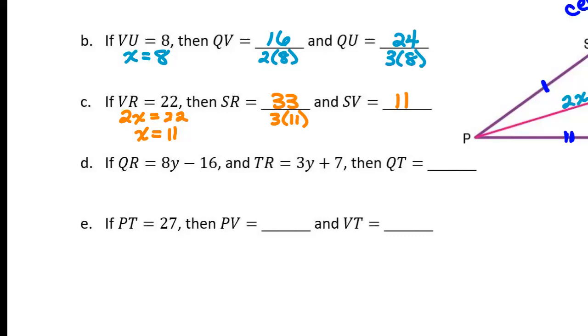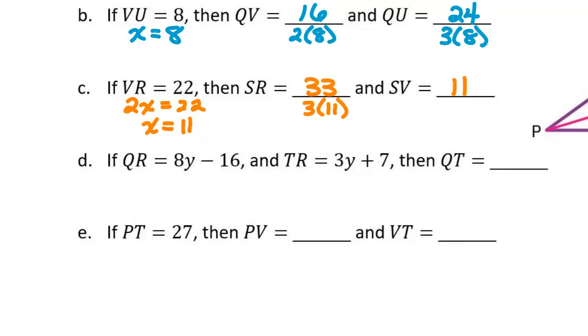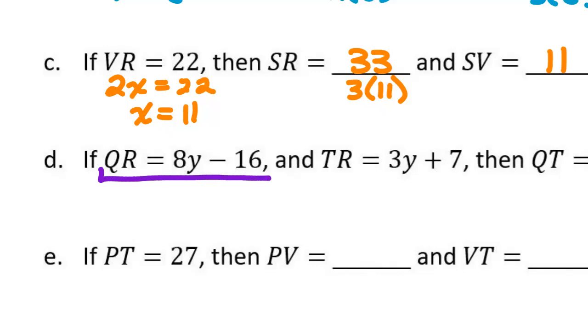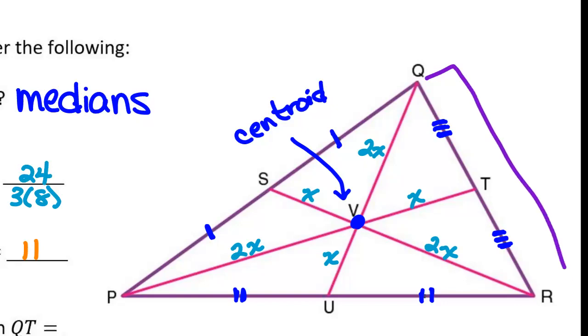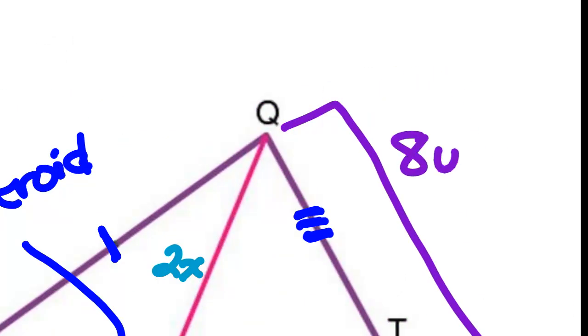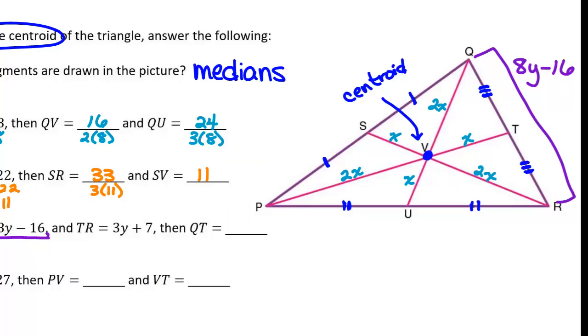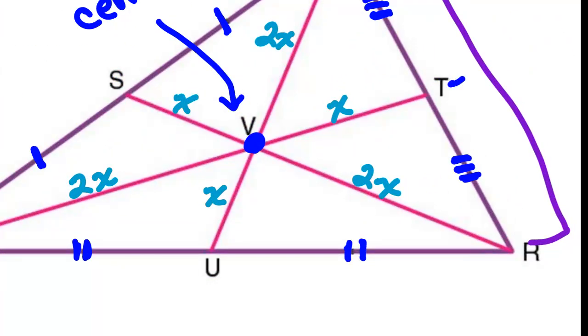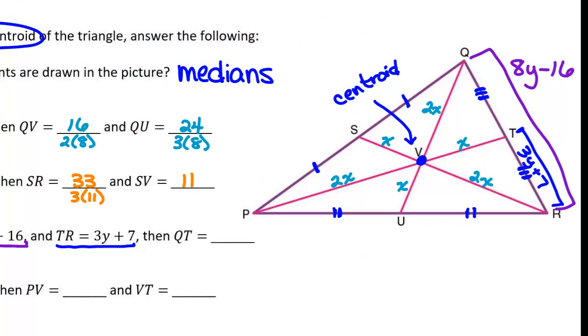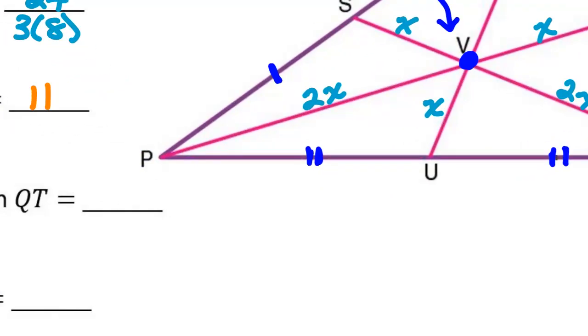QR, is that inside my triangle? No. QR is on the edge of my triangle. 8y minus 16 from here down to here. And then we have TR, 3y plus 7. What's the relationship between TR and QR? TR is half, so 2 times TR is equal to QR.